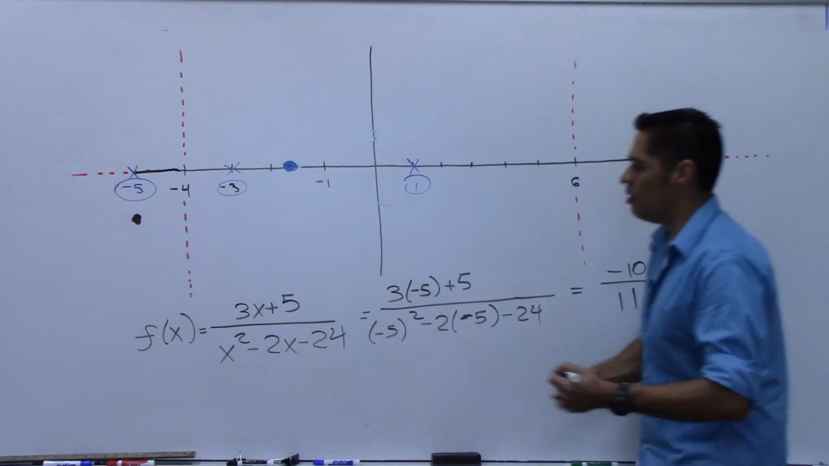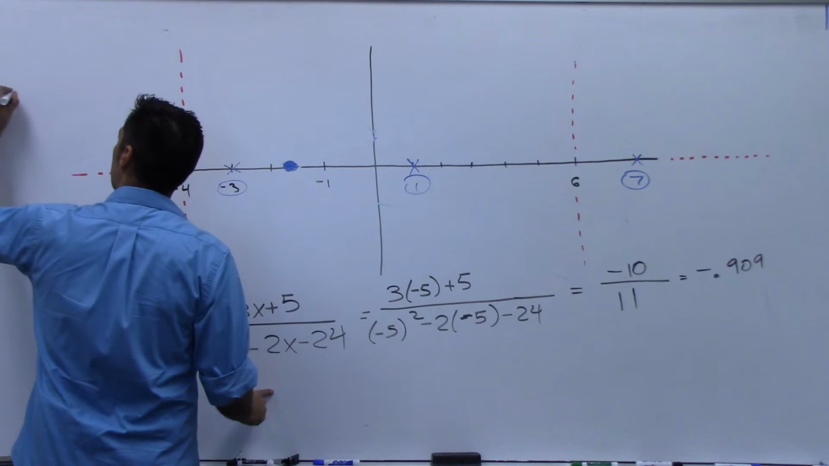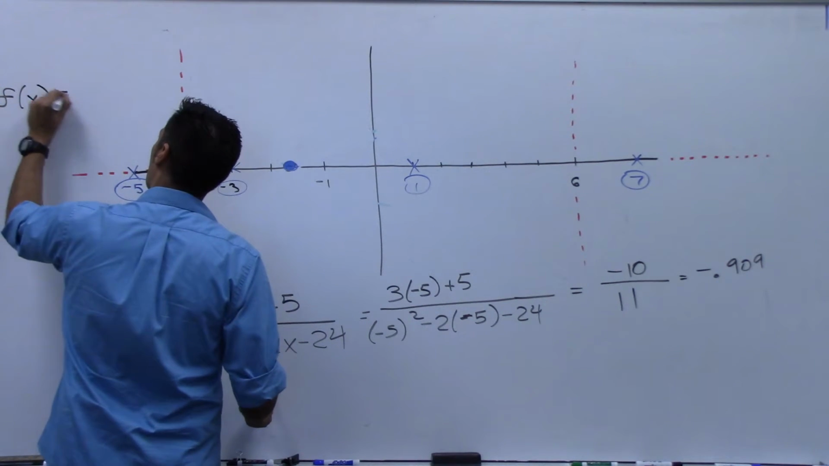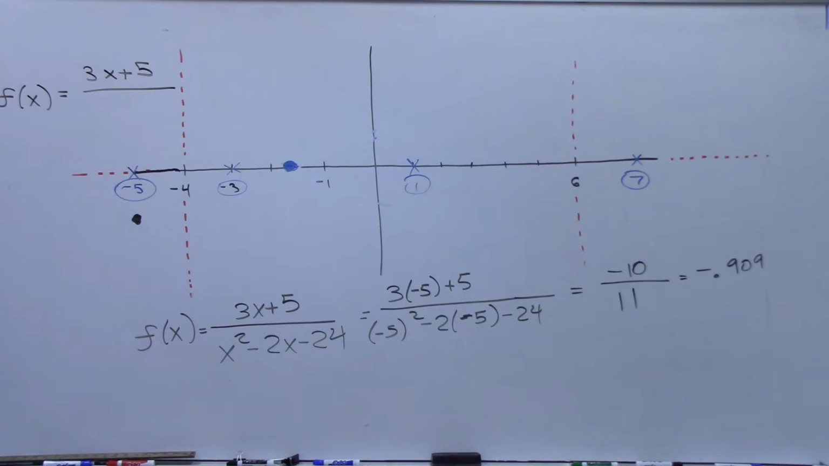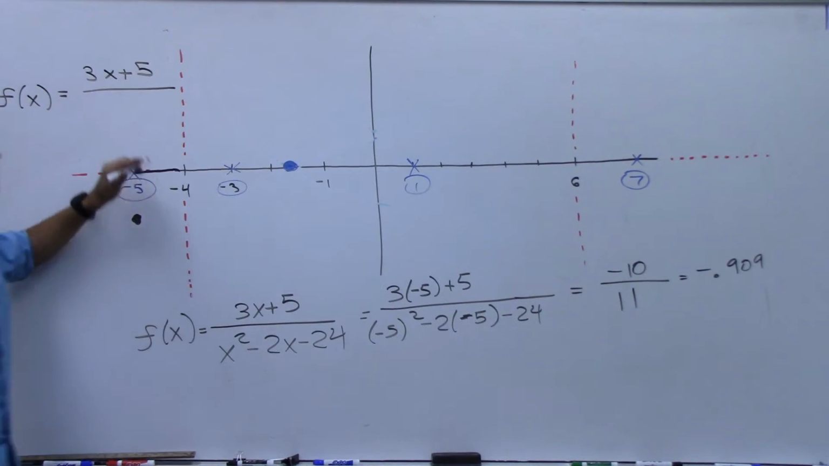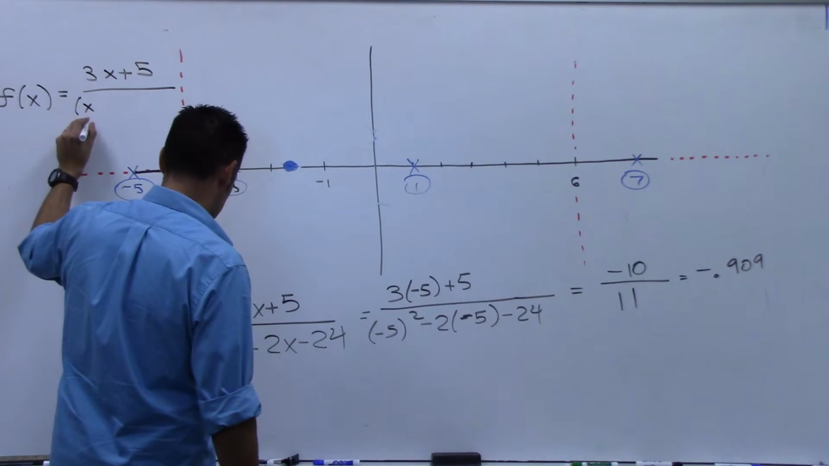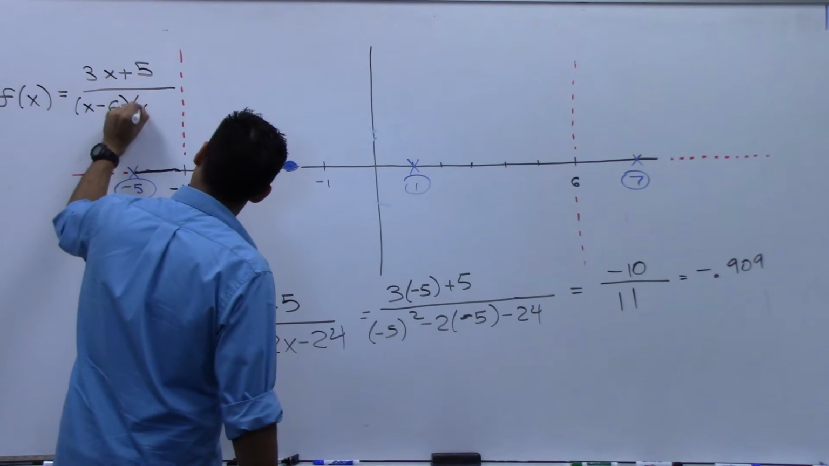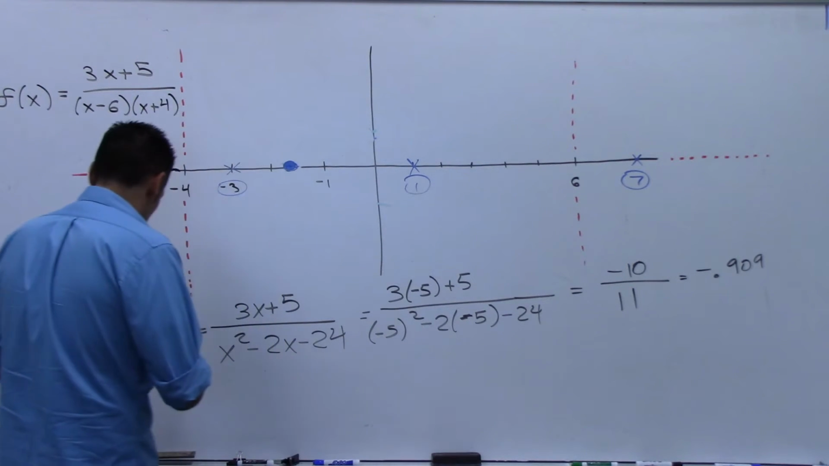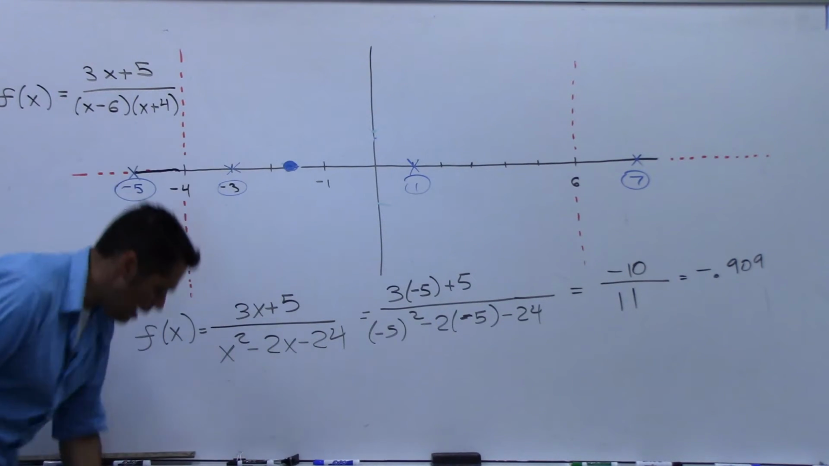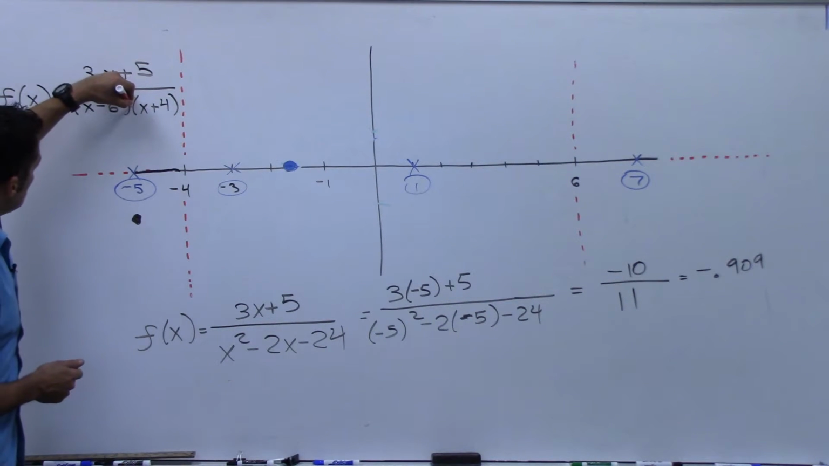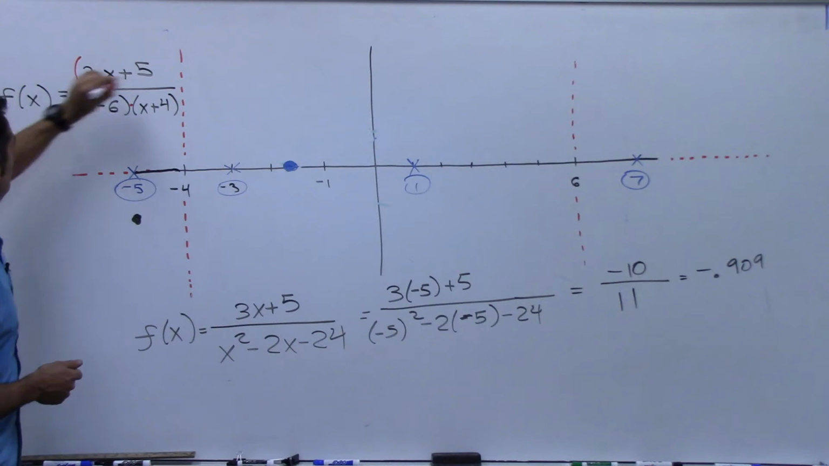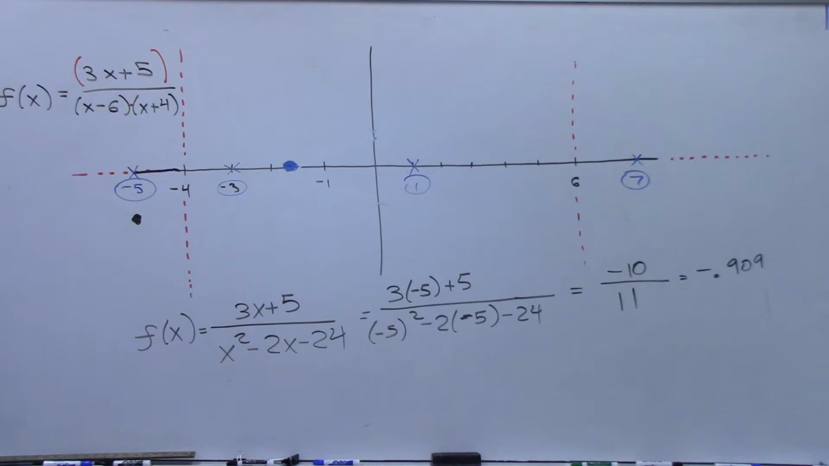Well, like this. So what I'd like for you to do is rewrite the function, but I'd like for you to write it factored. So remember we factored the denominator earlier? It was x minus 6, x plus 4. Now I'm going to point out that when we factor, we create multiplication, don't we? This is multiplication right there. And the top is its own factor. What I'd like for you to do now is plug -5 into this instead.